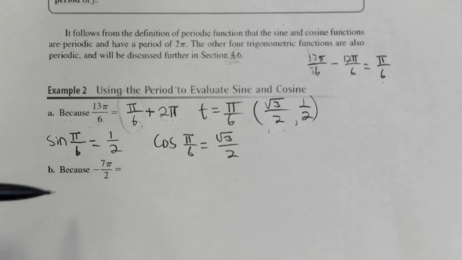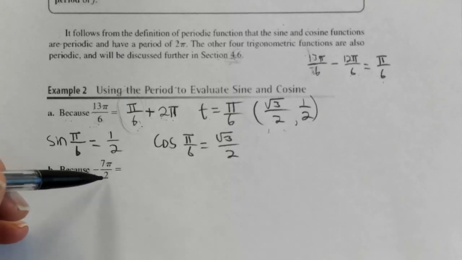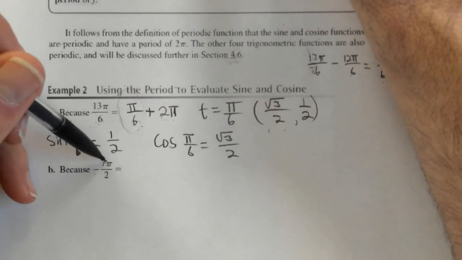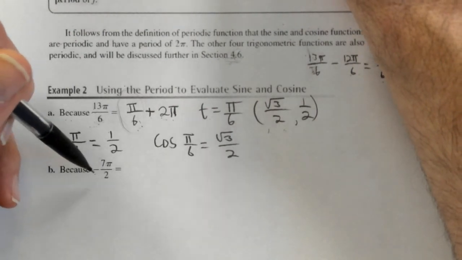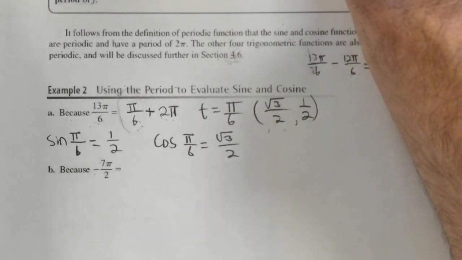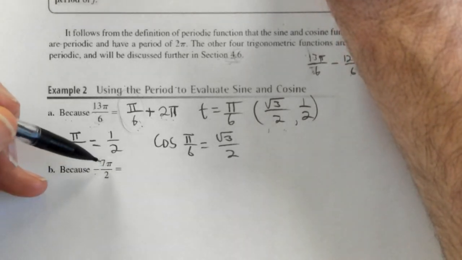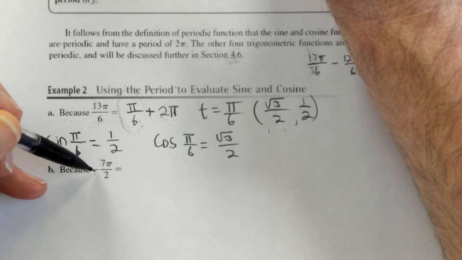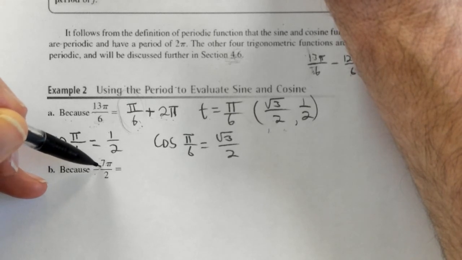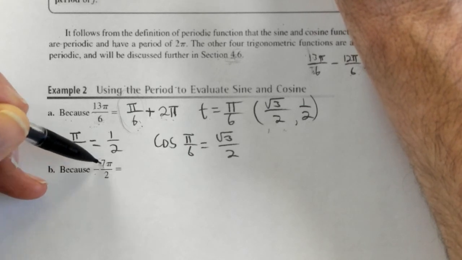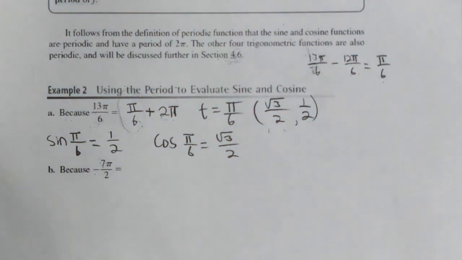All right, so let's see if we can rewrite negative 7 pi over 2. How are we going to get negative 7 pi over 2 into a range between 0 and 2 pi? Let's think about it. When you look at this, 7 over 2 is roughly 3.5, so that's negative 3.5 pi, because 2 times 3 makes 6.